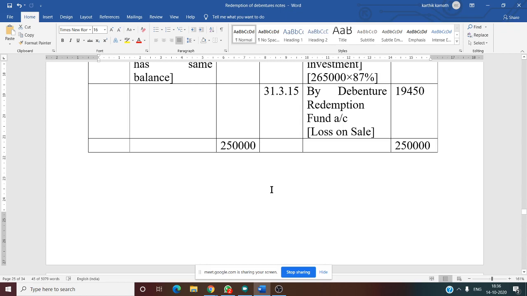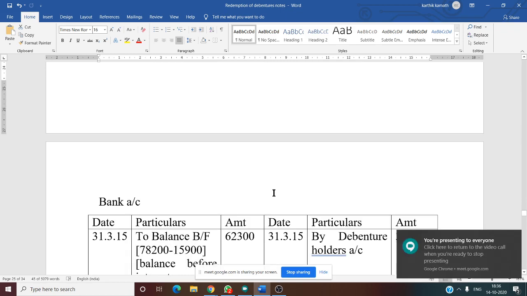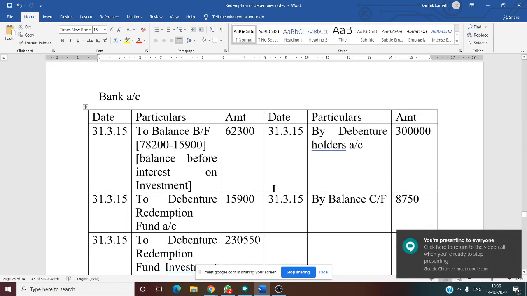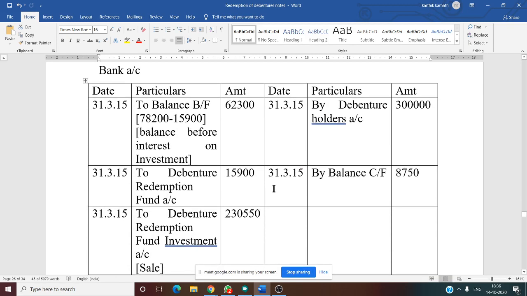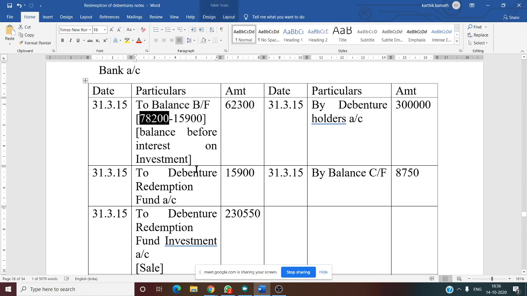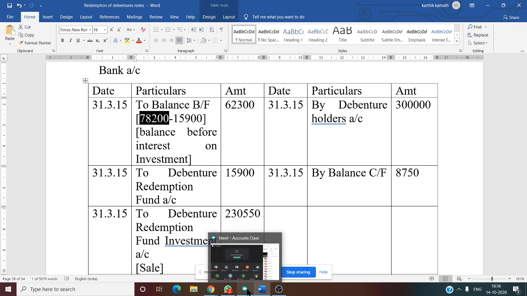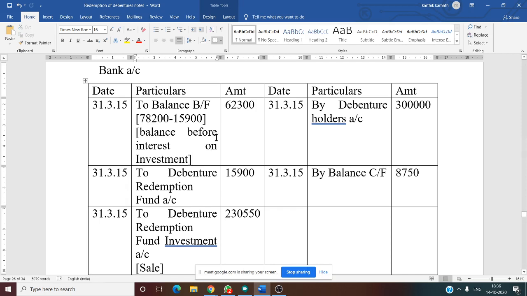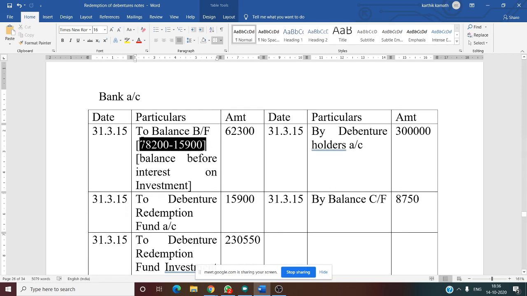Now we'll move on to the last 2 accounts. What is the fourth account? The fourth account is the bank account. The bank account balance given in the problem is 78,200. But while writing the bank account opening balance, we should write it excluding interest on investment. They have said in the problem that 78,200 includes interest on investment. That means the balance is given after receiving the interest on investment. So now we need to deduct last year's interest from that.